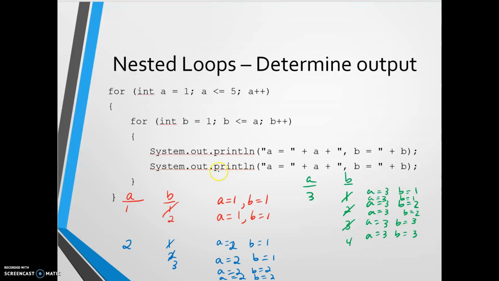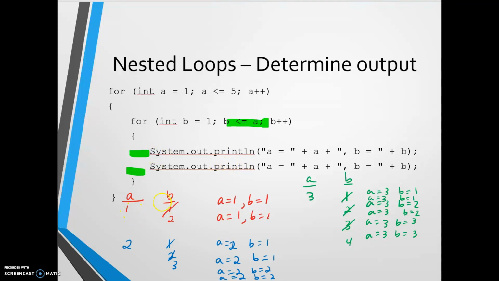And so what I'm going to notice is that my outer loop is going to happen when A is 1, 2, 3, 4, and 5. My inner loop, since I have this condition where B is less than or equal to A, the smaller the value of A, the fewer times that this loop will run. Now you'll notice that these 2 lines of code are the same. So it's actually going to print the same thing both times.